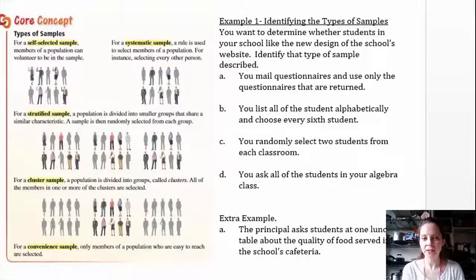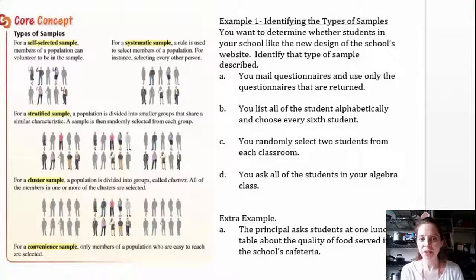Here are some types of samples. For a self-selected sample, members of a population can volunteer to be in the sample. For a systematic sample, a rule is used to select members of a population, for instance, every other person. For a stratified sample, a population is divided into smaller groups that share a similar characteristic. A sample is then randomly selected from each group.